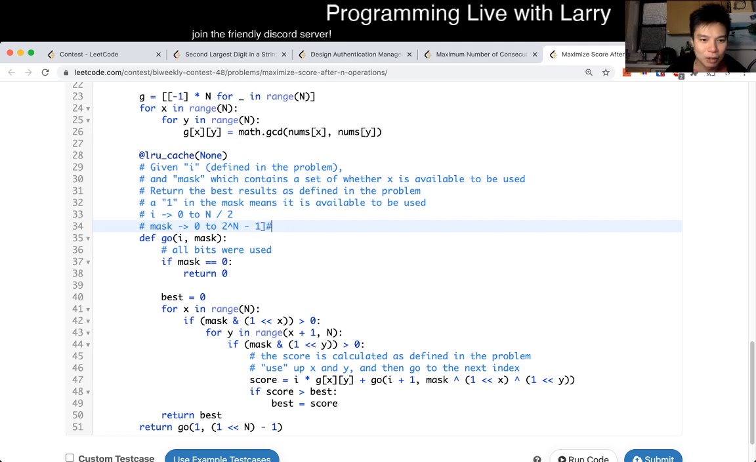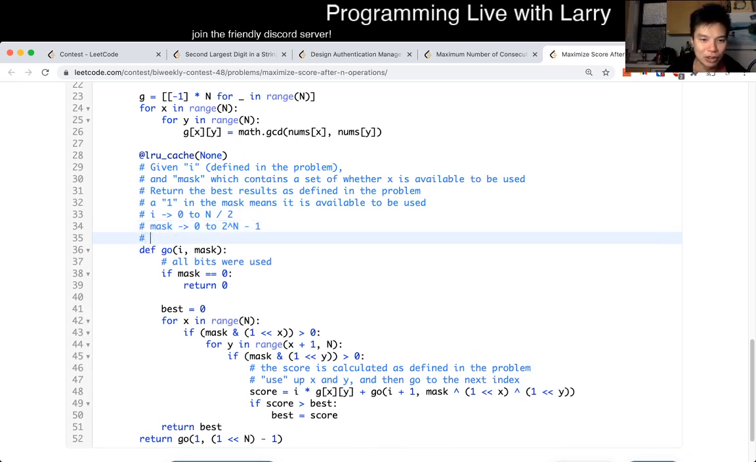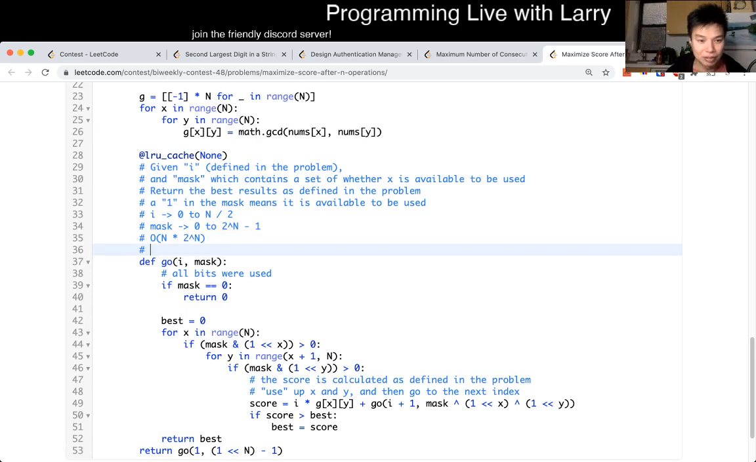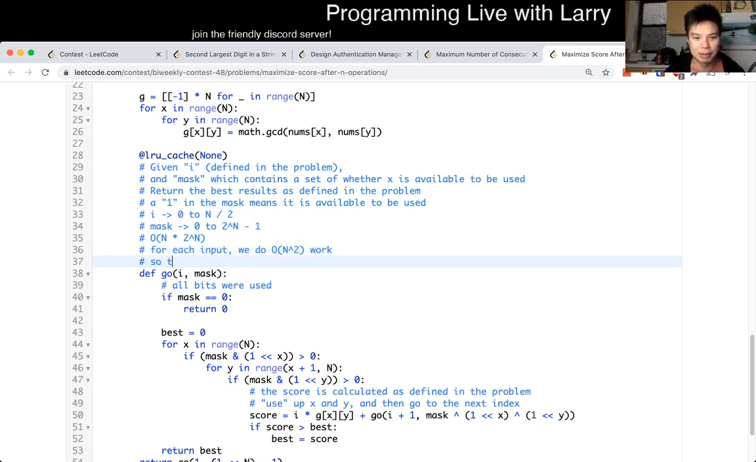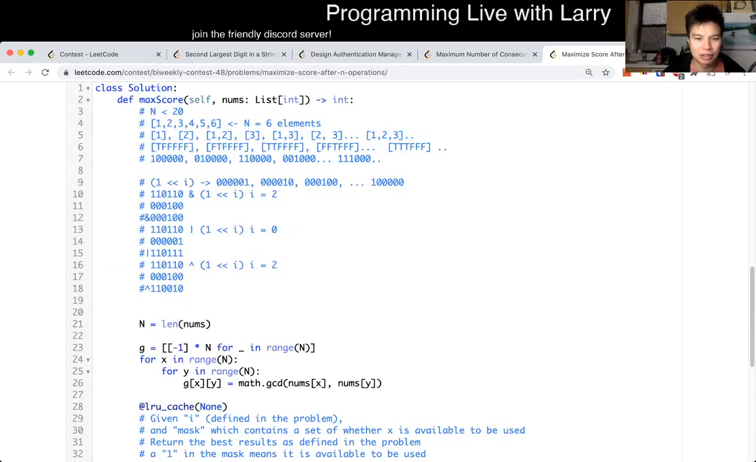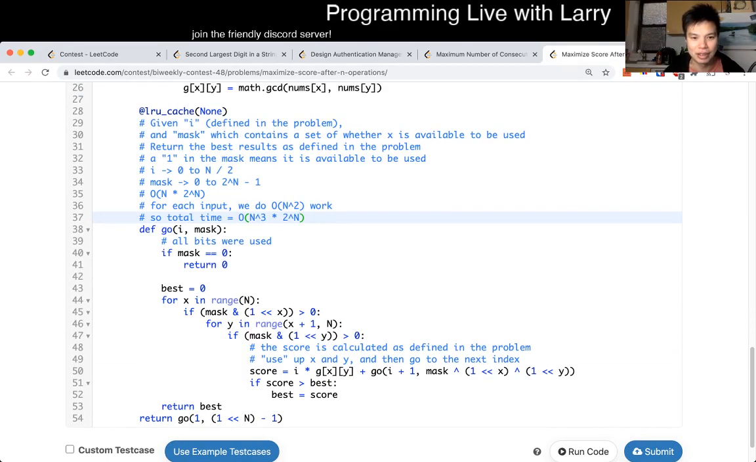So all possible inputs is equal to n times 2 to the n. And for each input, we do O of n squared work. So total time is equal to O of n cubed times 2 to the n. And given that n is equal to, and I use n as 14, so I don't use it that way. So yeah, you could do the math. Roughly speaking, 14 to the cube is 2000, and 2 to the 14 is, yeah.